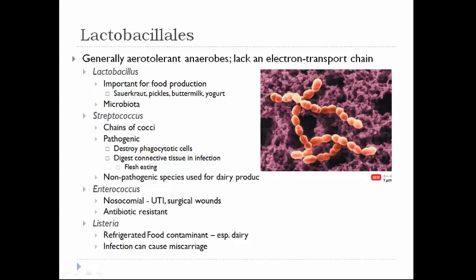Now we have Enterococcus. This organism causes nosocomial urinary tract infections. You can get it in surgical wounds. It is antibiotic resistant. And then we have Listeria, which you've probably heard about before. It's really a concern in dairy refrigerated substances that have not been properly maintained. You can get Listeria, and Listeria is well known for causing miscarriages.